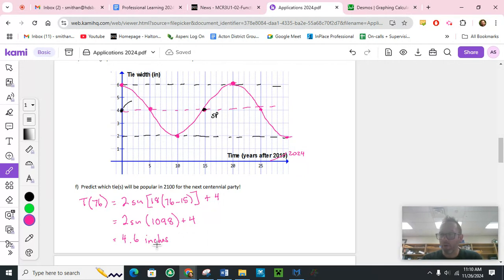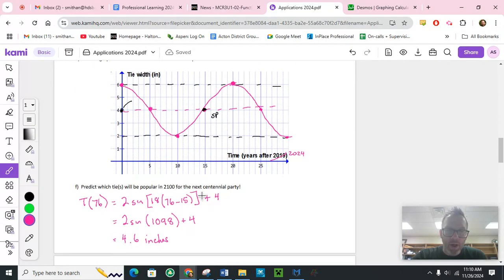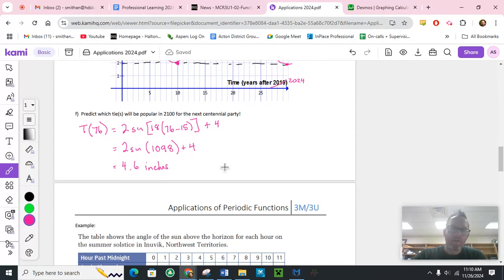I don't really know much about ties. That seems wide for a tie, but we're just going to go with it. It's a fictional problem. So 4.6 inches is the widest tie. And so if we compare that with our little chart there, I think a Kipper tie is 4.5 to 6 inches. So according to our question, the Kipper is back in fashion at the next centennial party.